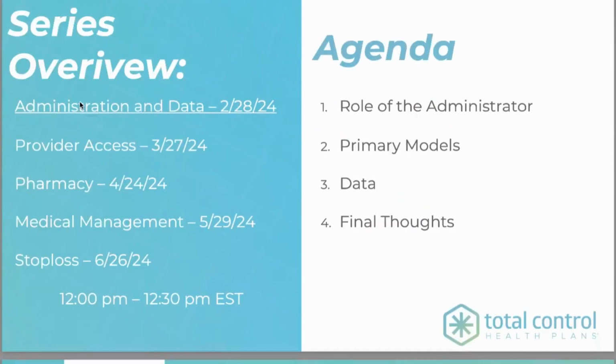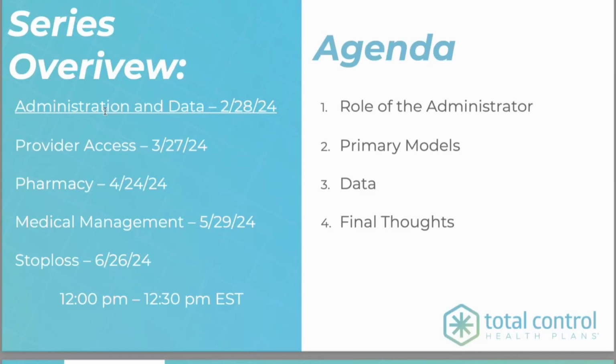So, a real quick recap of the series and what we're going to cover: last Wednesday of every month now through June, 12 to 12:30 Eastern. Today we're talking about administration and data. Next month, we're going to talk about provider access. What we mean by that is, do we use a traditional employer network or a carrier network, or do we go about it a different way?